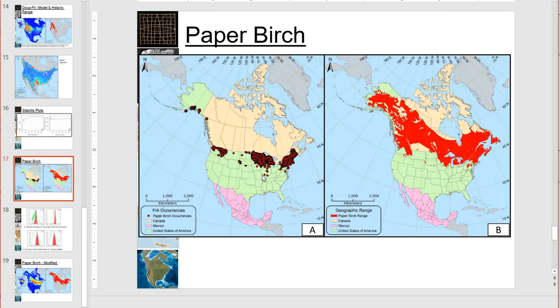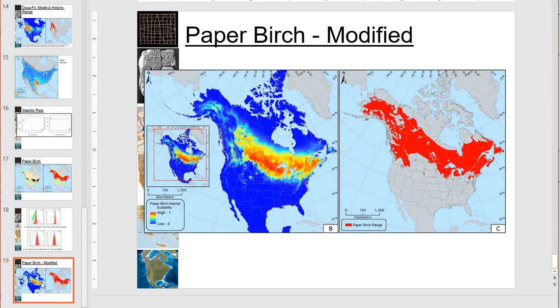Oh, and I should have said this one on the right is from the documentation, and then she modified the model in HEMI to get a more accurate model for the one on the left to match the one on the right. So range is what they tend to call it from the documentation anyway.